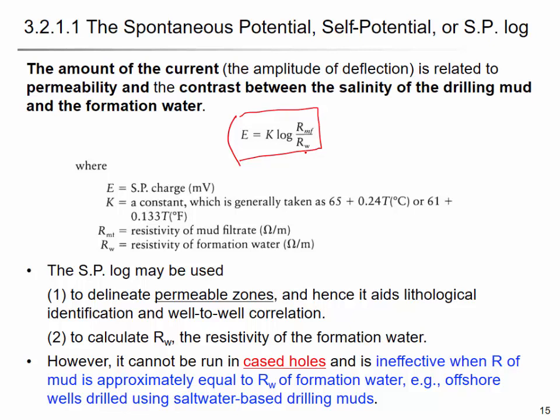And it is ineffective when the RMF is approximately equal to the RW, which is the case for offshore drilling. In the onshore, we use tap water, like surface water, to make the mud fluid. When you prepare the drilling fluid, you have dry bentonite powder, and you mix it with water, right? And where do you get the water? If you're onshore, like somewhere in Texas, you go to the stream or the reservoir or lake, and you just pump out the water.